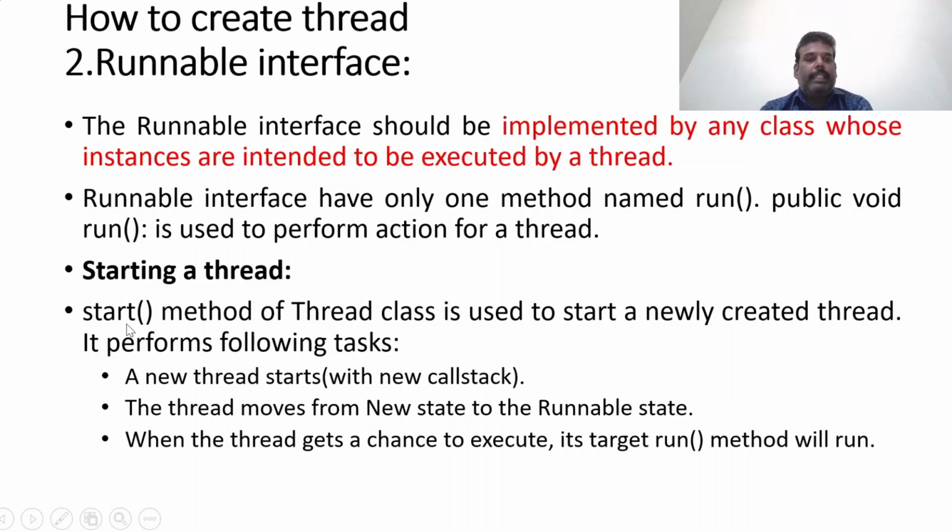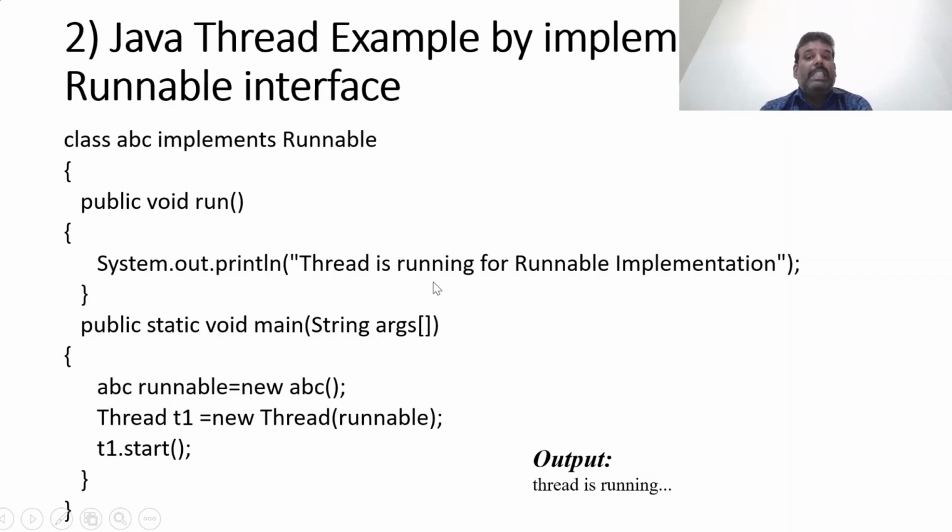Second, starting a thread. The start method of the Thread class is used to start a newly created thread. It performs various tasks. A new thread starts with a new call task. The thread moves from the new state to the runnable state. When the thread gets a chance to execute, its target run method will run. So this is by using implements.